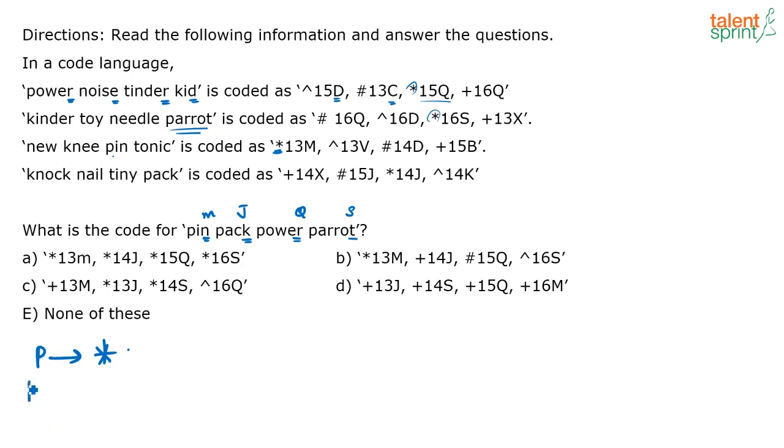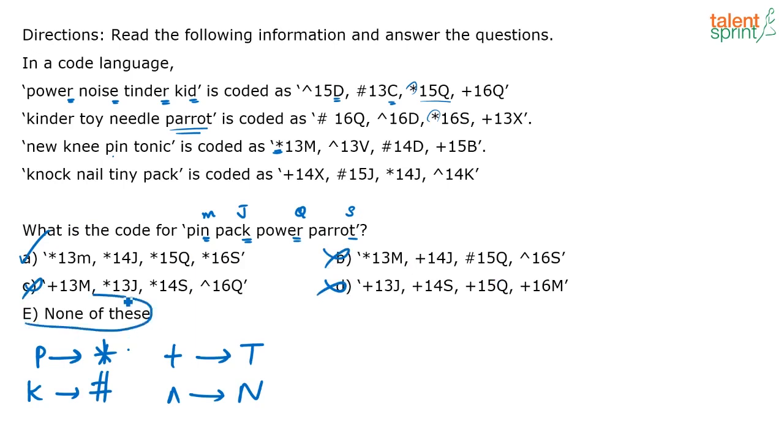Similarly, whichever word starts with K, you are using hash. Whichever word starts with T, you are using plus, and whichever word starts with N, you are using this symbol. So this is the coding for the symbol. Now if you look at the options, very clearly you know this is going to be your answer, because in the words that they have given, pin, pack, power, parrot, everything has to begin with a star. So in these three options, everything is not beginning with a star, so those three options are eliminated.